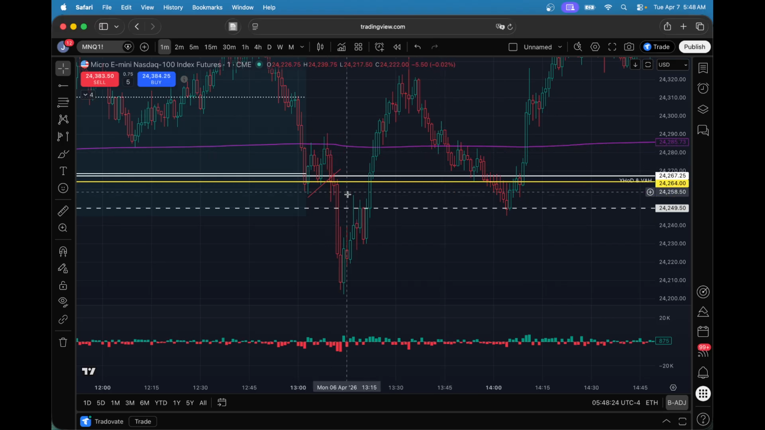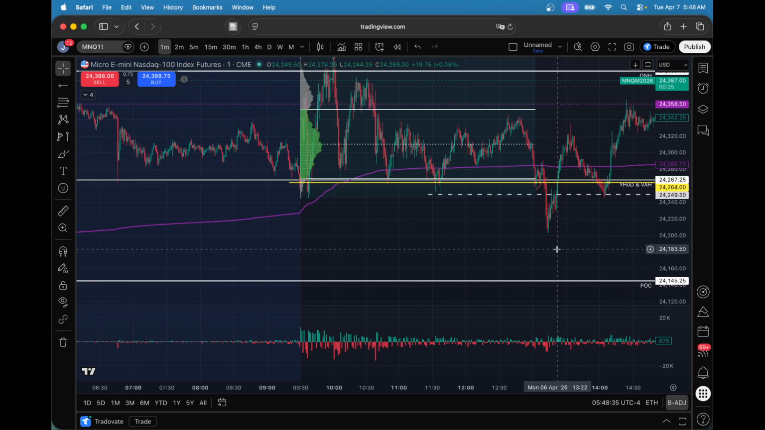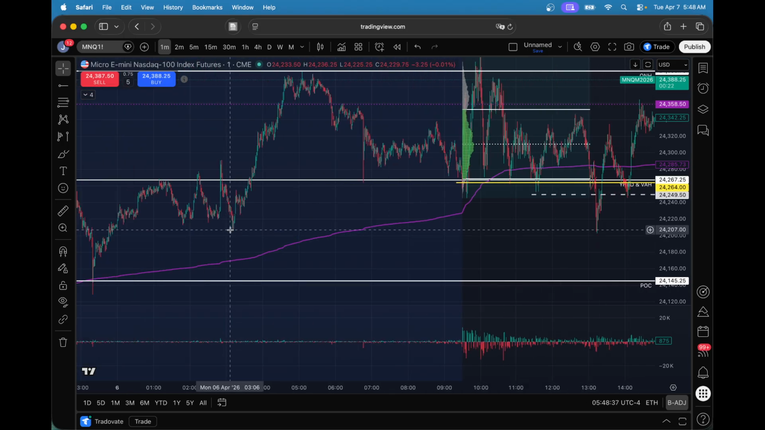And once I saw the second rejection, I saw a good chance to go short here. And now my target, obviously, was point of control from Friday. I looked left, and I didn't think much of these overnight lows.